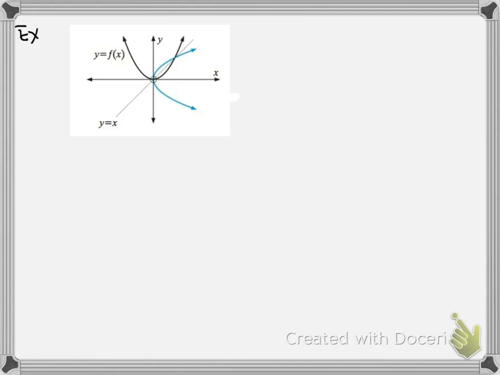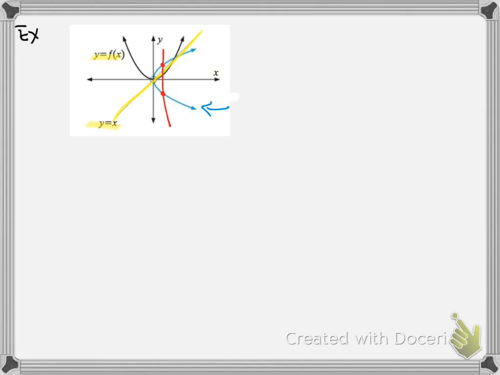Similarly, with this parabola, our original function, f(x), is our parabola. If we have the line y equals x and reflect our original parabola over that line, we get this blue relation. And as you can see, this inverse does not pass the vertical line test.